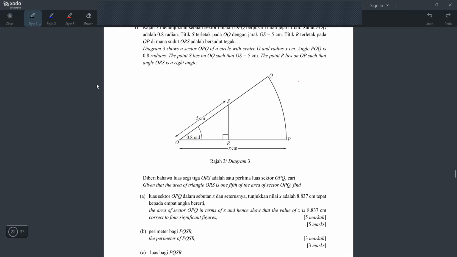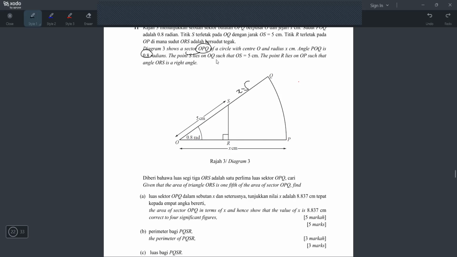All right, number 11. Let's read the question. Diagram 3 shows a sector OPQ. So definitely this is the radius, this is the radius. If they are both radius, it means they are the same length. It means I can get the length here, which is x minus 5, because the whole radius is x. So this will be minus 5. And then it says angle POQ is 0.8 radian. Let's label POQ. Oh, they already labeled it for me, 0.8 radian.